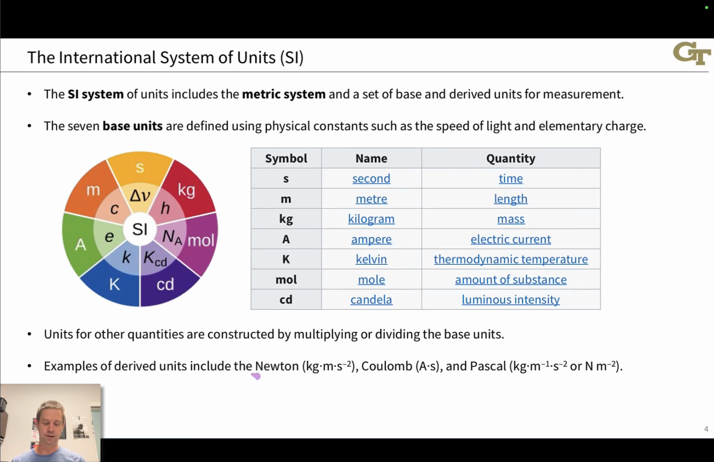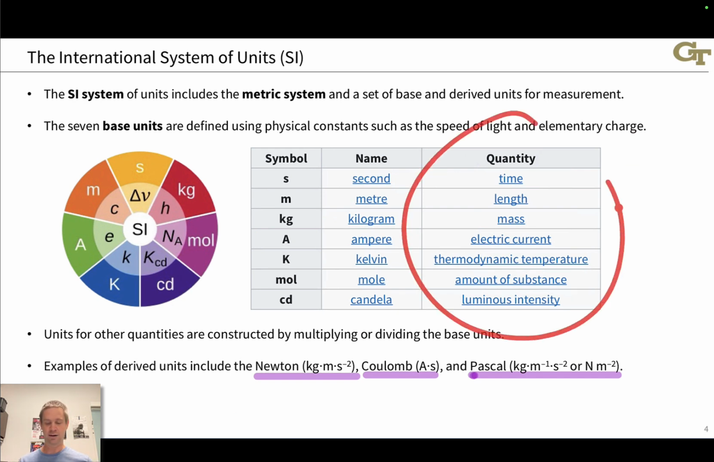For example, the Newton is the SI unit of force. That is a mass times an acceleration, kilograms times meters per second squared. There's the Coulomb, which is an ampere, which is a unit of current, times 1 second. And the Pascal is a unit of pressure that is a Newton per meter squared. Pressure is a force per unit area, and so the Pascal has the unit of force, a Newton, divided by the base unit of length, but squared because it's talking about an area. So for any phenomena that are not on this list, we're going to generate units from the base units by multiplying them, dividing them, so on and so forth.